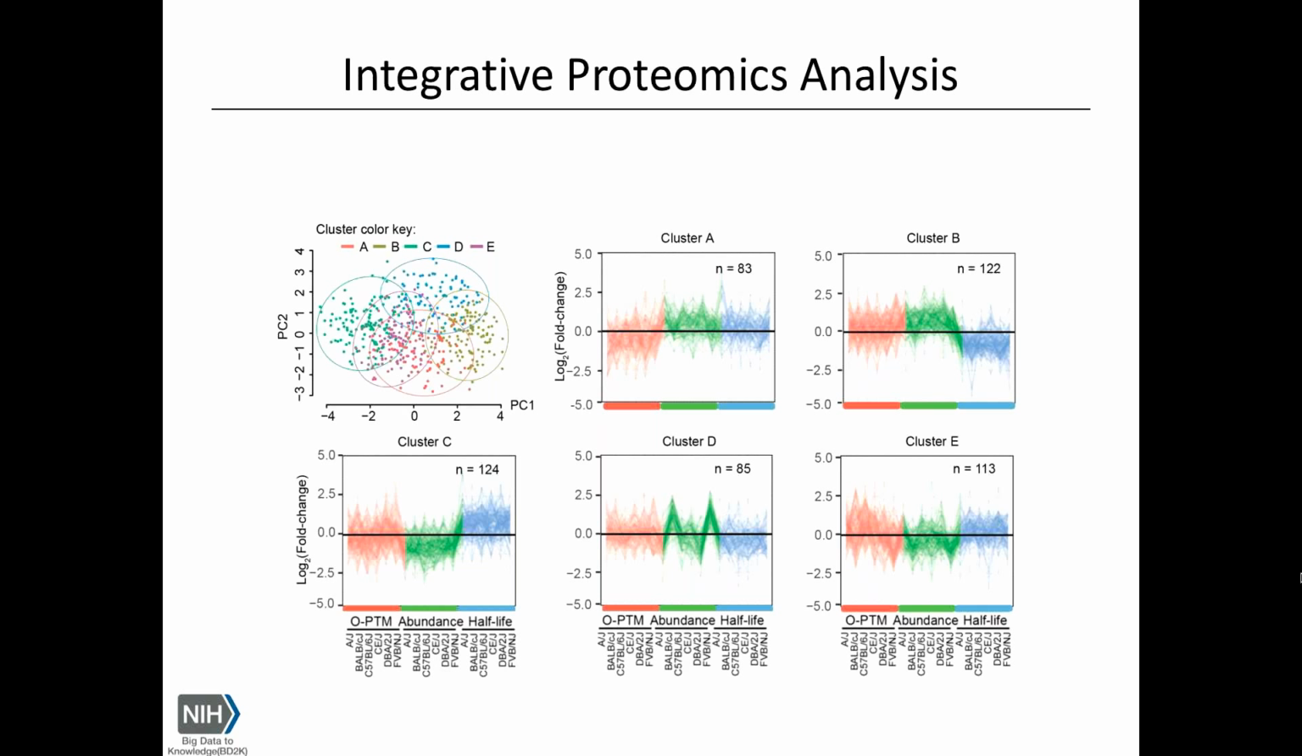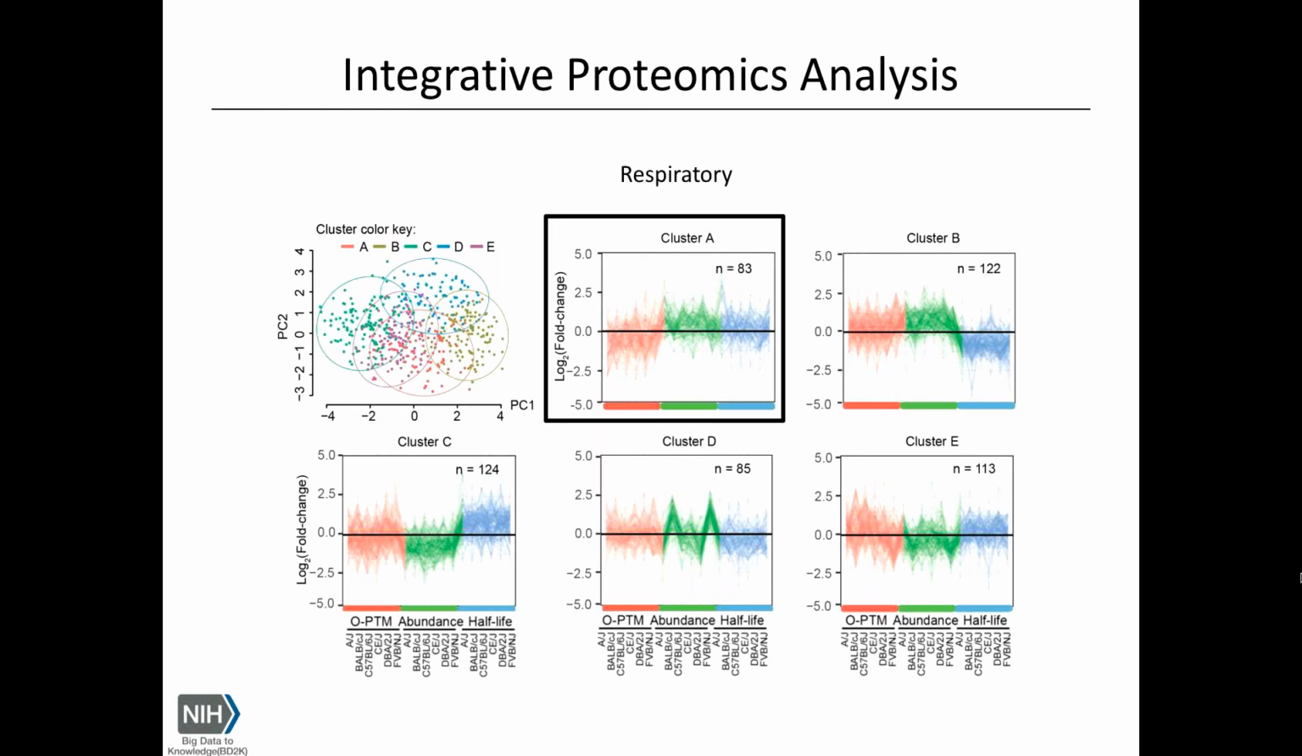Each color encodes a k-means cluster for a given protein, as represented by the dots, and ellipses demarcate the locations of the clusters. So each cluster is presented in corresponding color-coded line charts with respect to their O-PTM occupancy, colored in red, protein abundance, colored in green, and protein half-life, colored in blue.